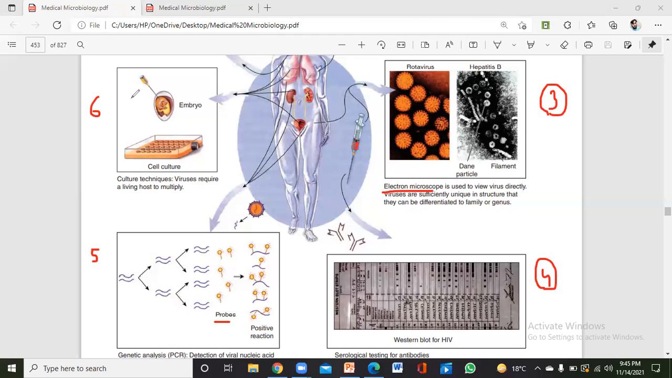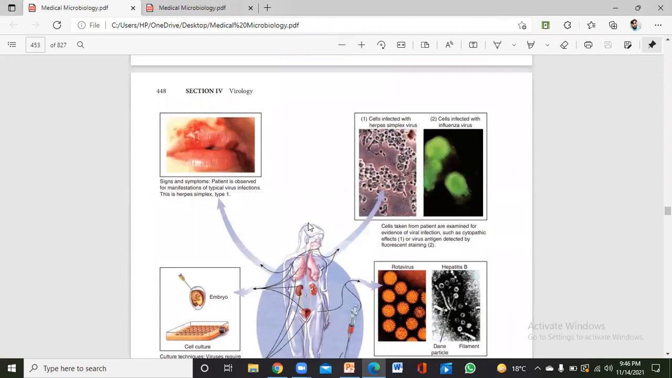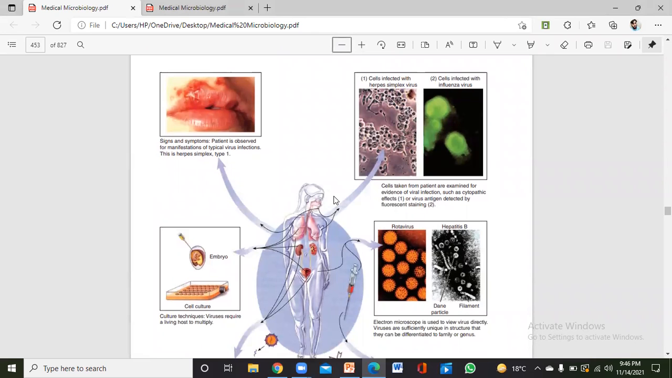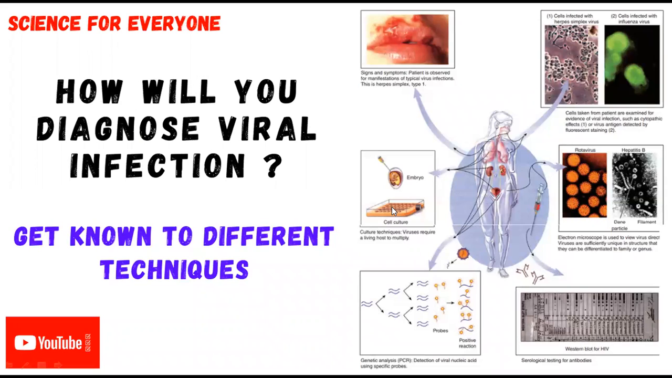So these are the 6 ways that a viral infection is detected. But keep in mind that the electron microscope and cell culturing are a bit complicated and are mostly done in rare cases. Mostly, if you are an expert, you can easily detect the viral infection from the signs and symptoms. But if you want more information about that virus, then you have to do such tests. So this was all about how you will diagnose a viral infection.